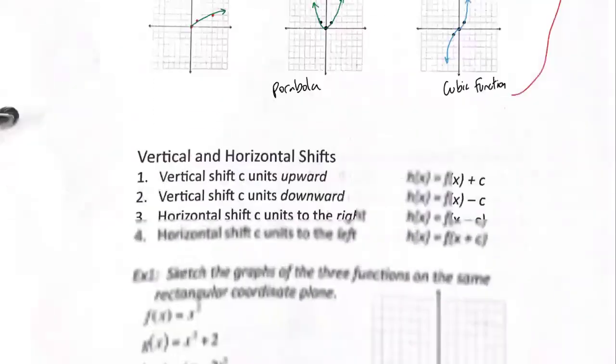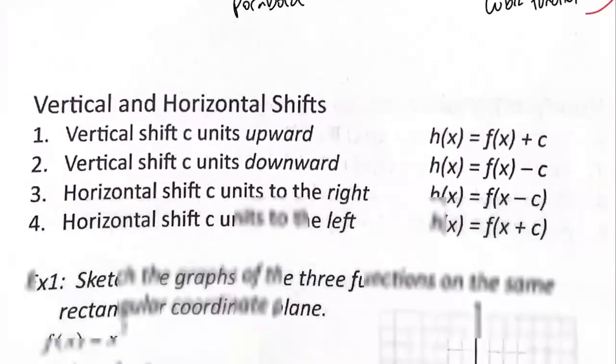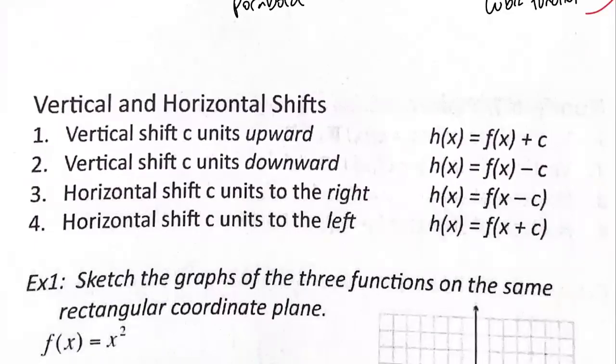Okay, so you're going to use the following transformations. If it's outside the function and it's positive, you're going to shift upward. If it's negative and it's outside the function, you're going to do a vertical shift going down. If it's inside the function, so x minus c, you're going to shift to the right. If it's positive, you're going to shift to the left. So there are going to be horizontal shifts left and right when it's inside the function. If it's outside, it's going to shift up and down. So these are the very key notes that you need to know.